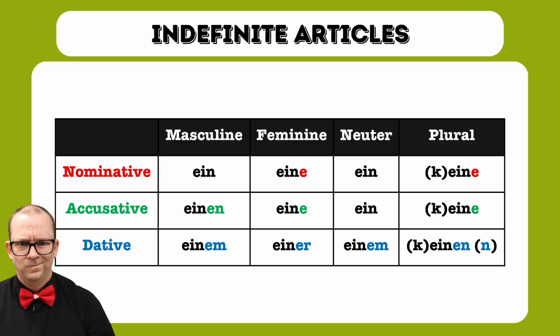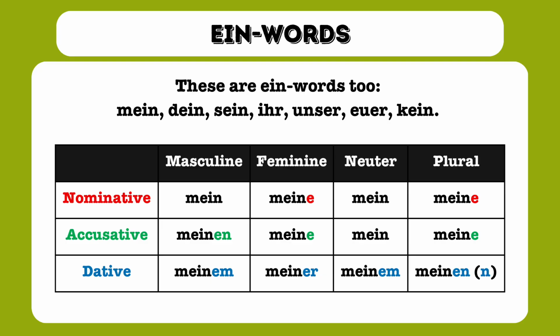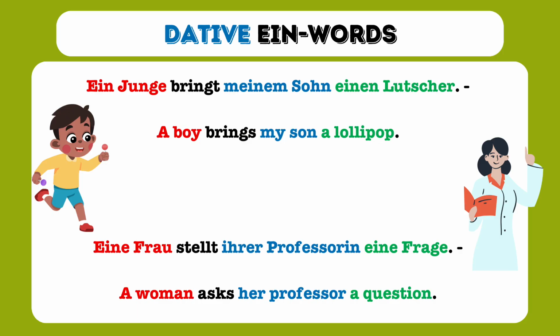Einem, einer, einem, keinen. Of course, you can still use this with the additional ein words, so here's a list of those using mein as an example. Meinem, meiner, meinem, meinen for the dative case. Here are a few examples of indirect objects with ein words. Ein Junge bringt meinem Sohn einen Lutscher. A boy brings my son a lollipop.